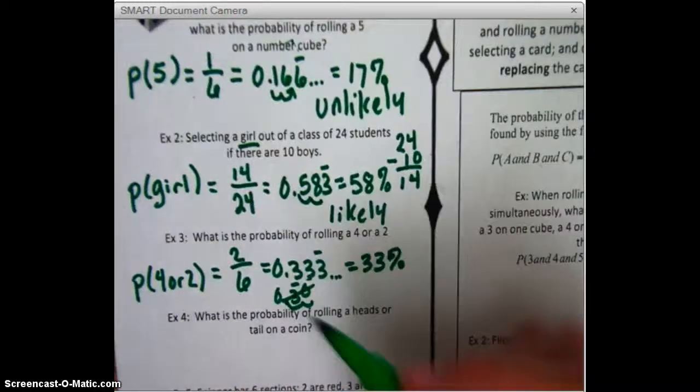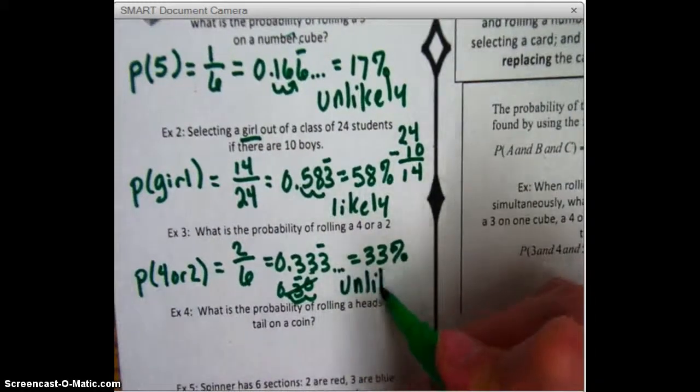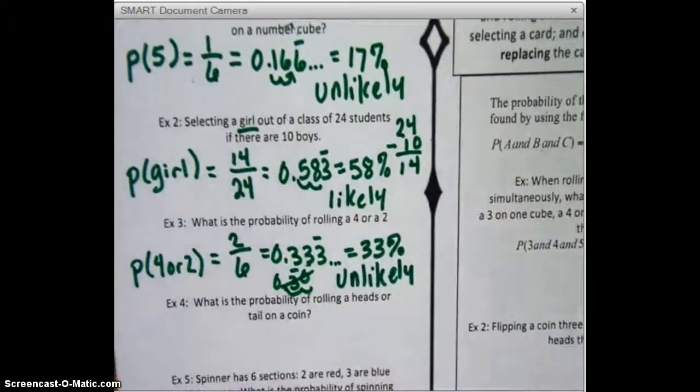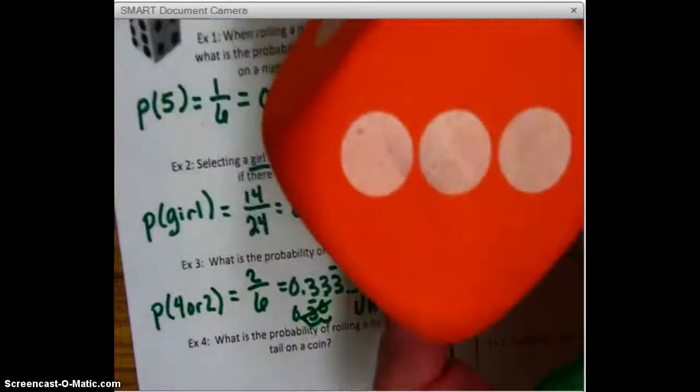So, it still falls under unlikely. With a 33% chance, it's unlikely that you're going to roll either a 4 or a 2 when you roll this. Let me roll and see what I get. I get a 3. So it's unlikely that it's going to happen.